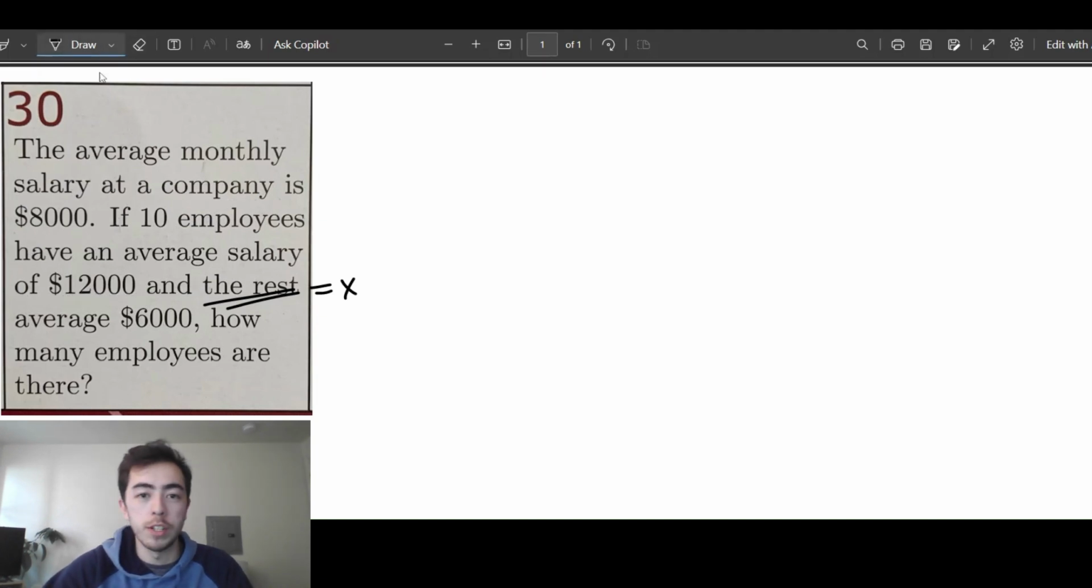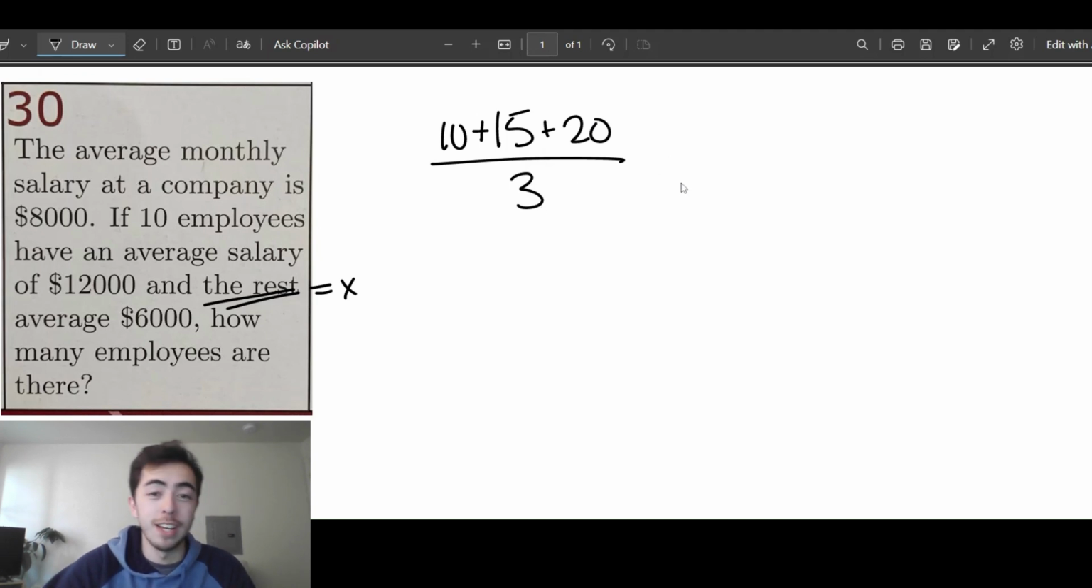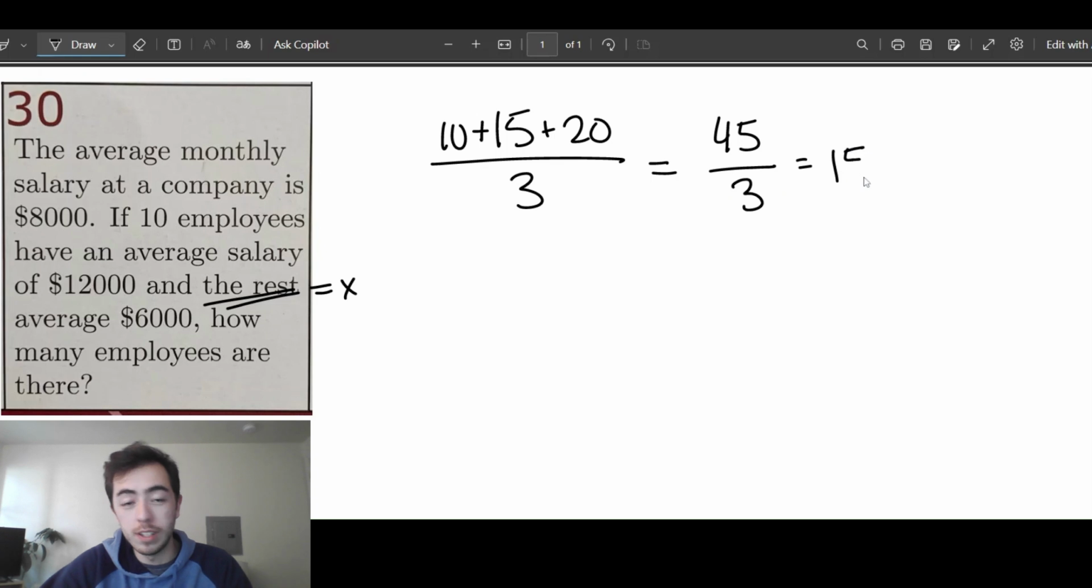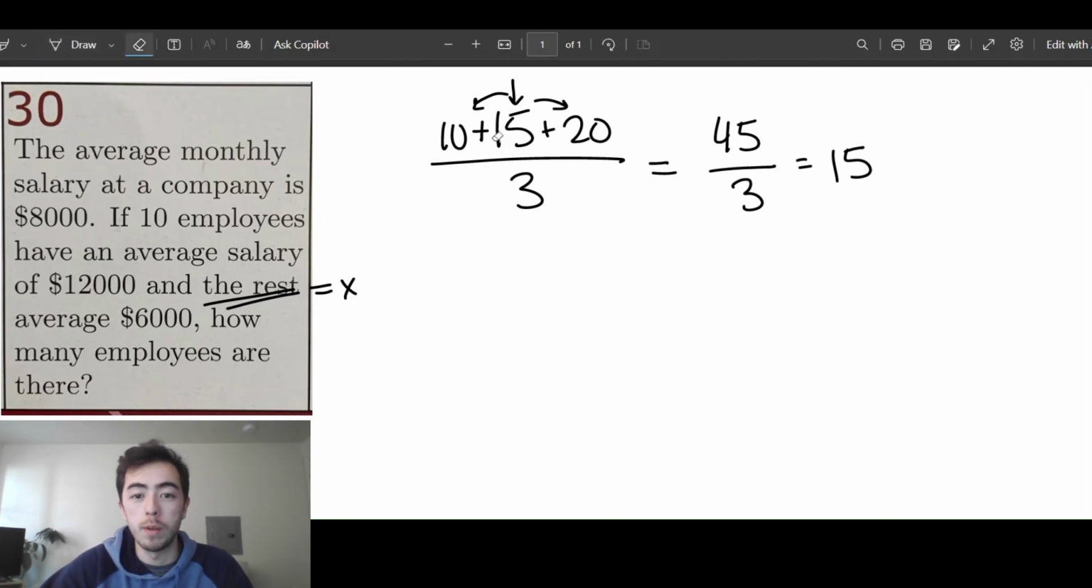Just a little refresher, to find the average of some numbers, you basically just need to add them up and then divide by the amount of numbers. And so if I wanted to average 10, 15, and 20, I can add up the numbers, which is 45, divide by 3, which is the amount of numbers, and this gives me 15. And hopefully this makes sense because 15 is my middle number and the other two were equally spaced apart.